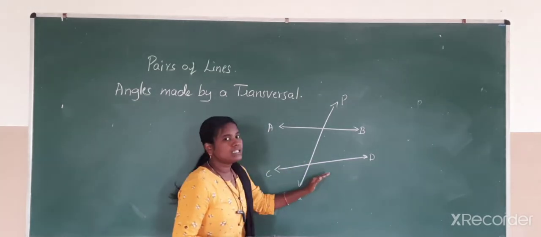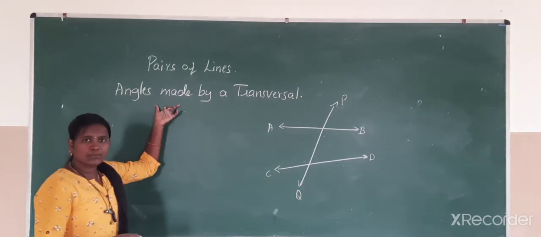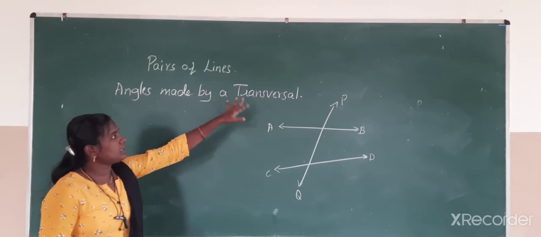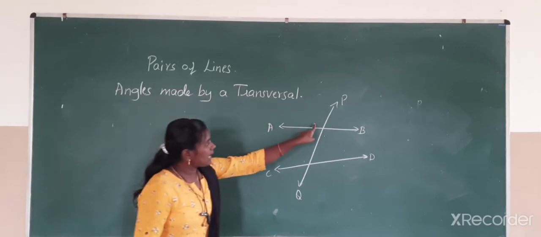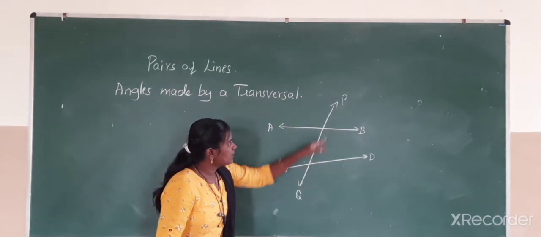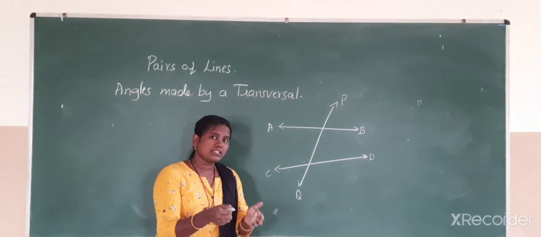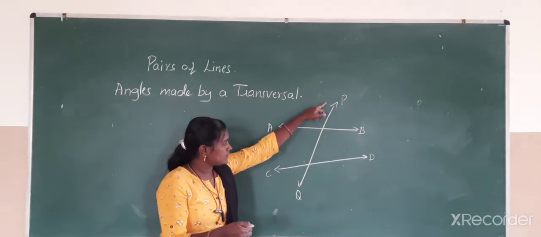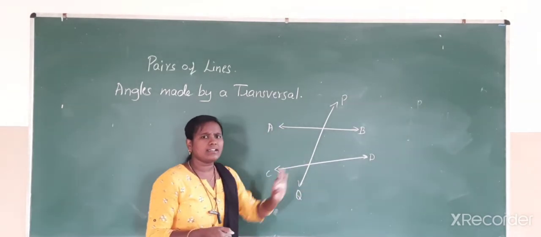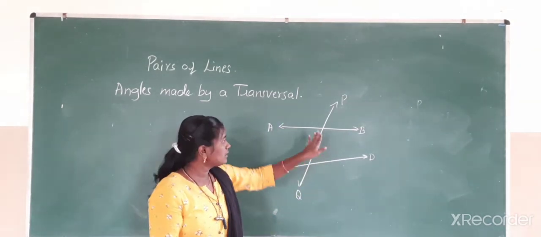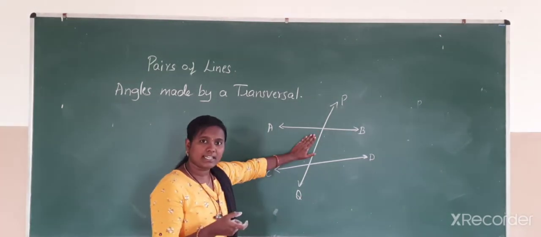PQ is a transversal. Now the subtopic is angles made by a transversal. Can you see the angles formed by the transversal here? Are there any angles visible here? See it properly. Are there any angles?